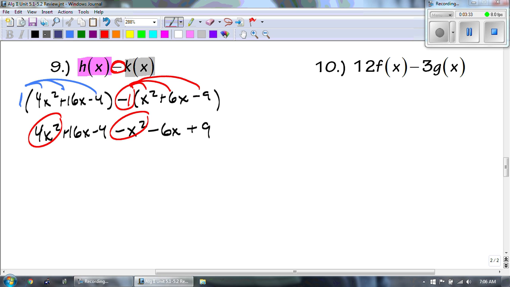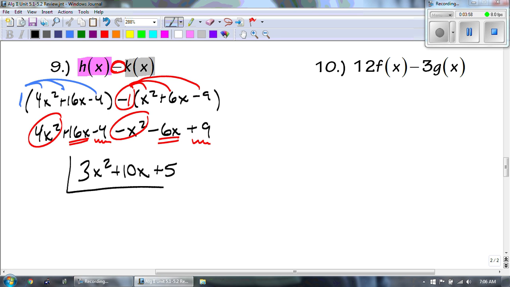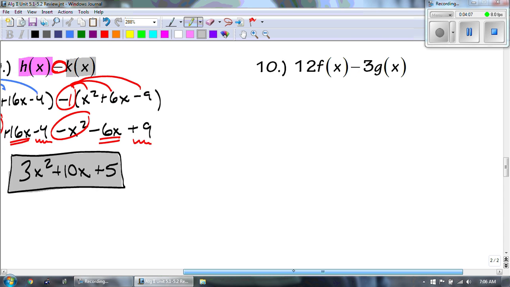And now we start looking for like terms. 4x squared minus x squared, well, that's 3x squared. 16 minus 6 is 10. And then we have the -4 plus 9. -4 plus 9 is 5. So we get 3x squared plus 10x plus 5 is our final answer. Okay?